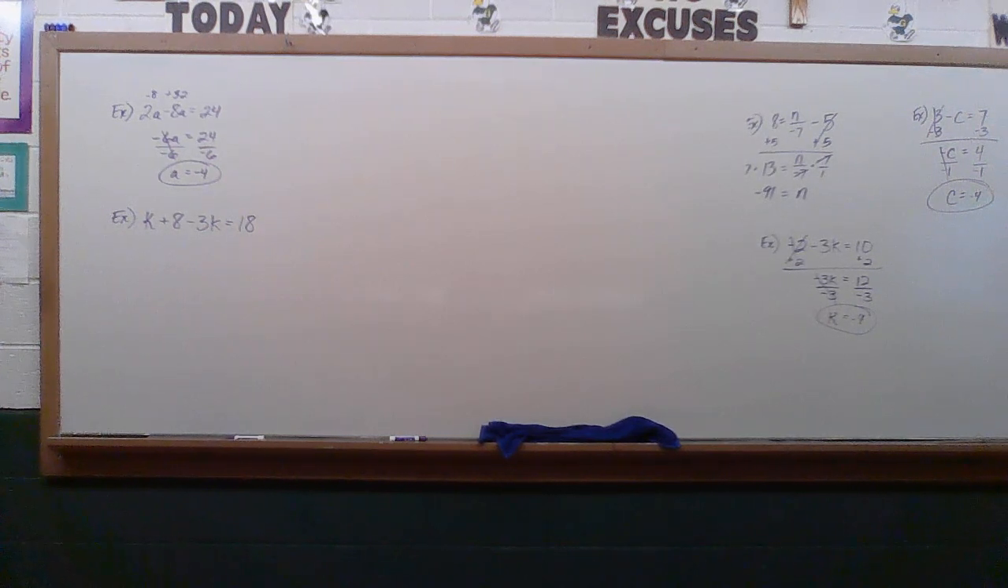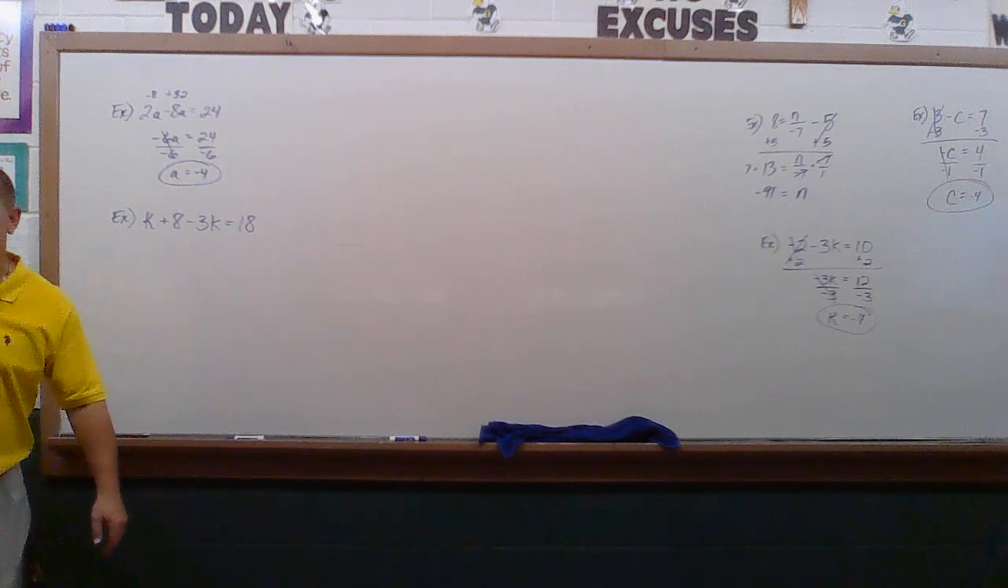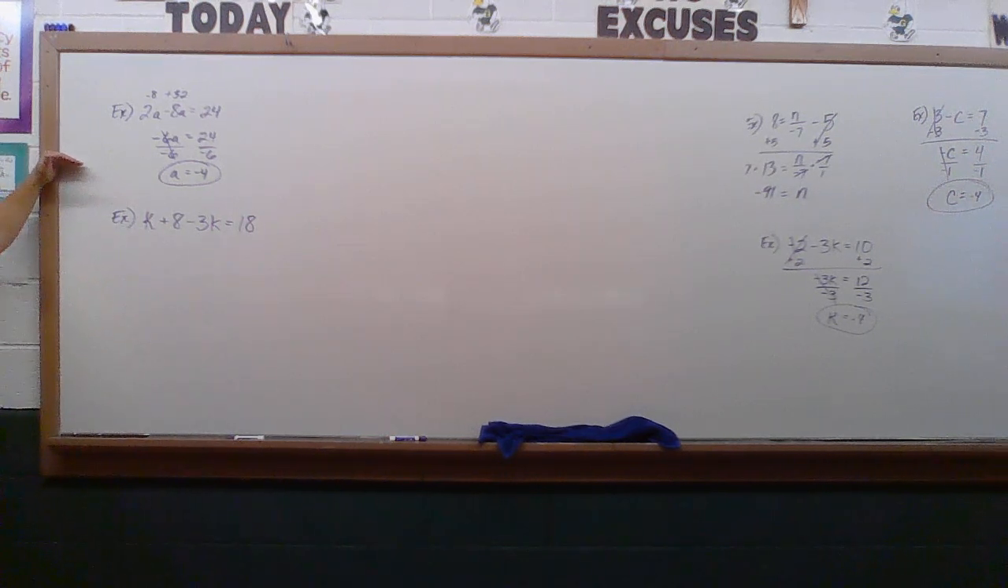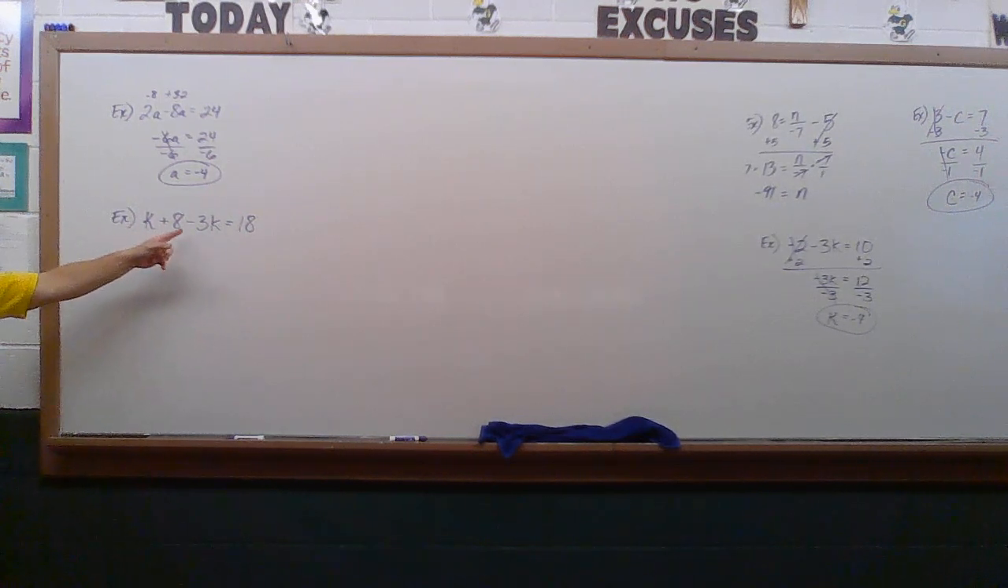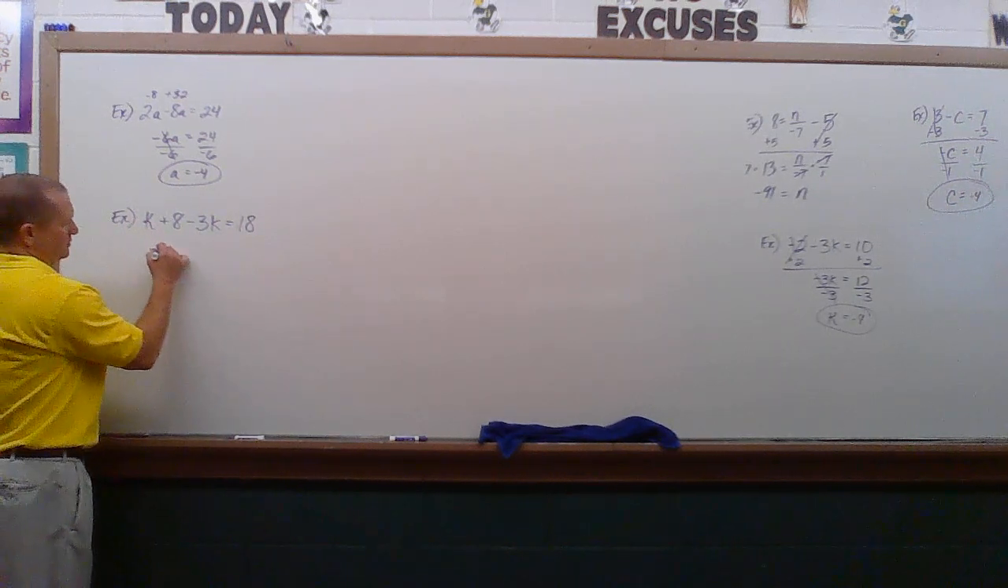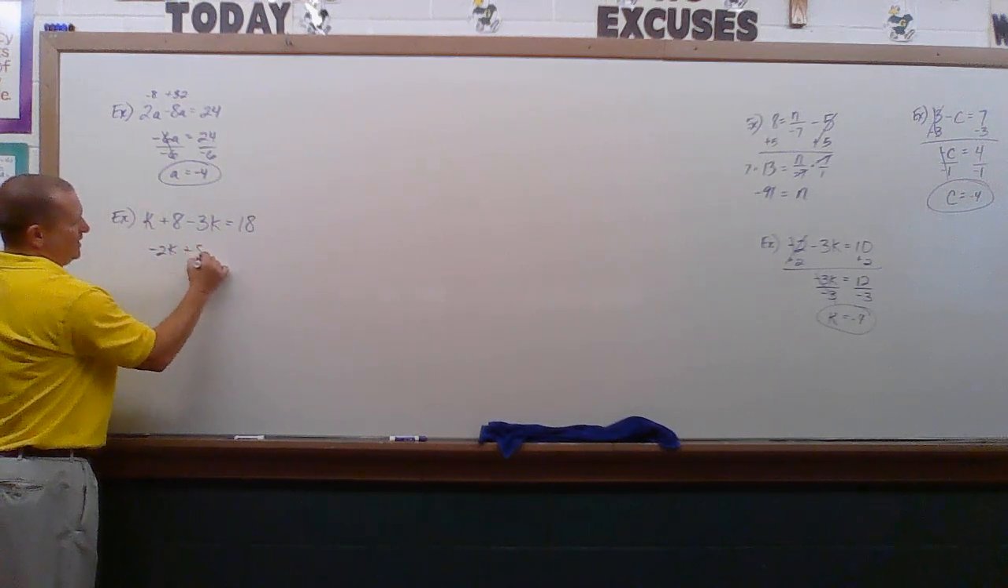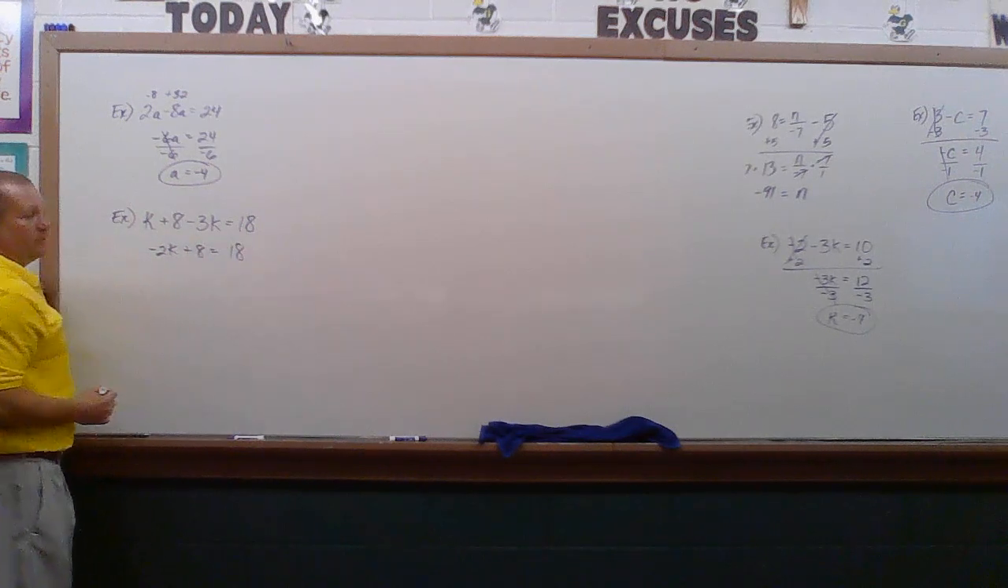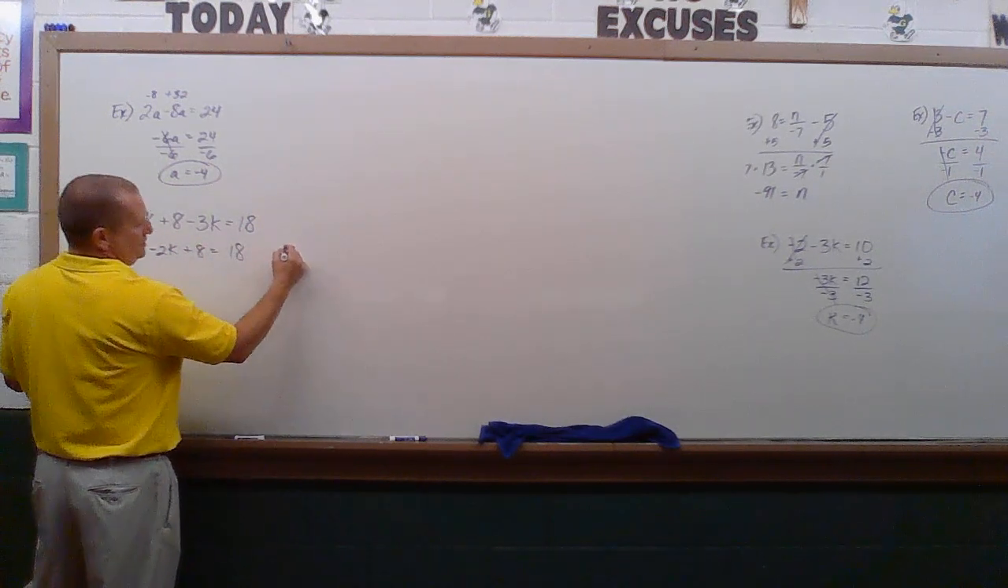Get an answer? All right, so remember, number one, get rid of parentheses. So we don't have any parentheses, right? Number two, combine like terms. What's k minus 3k? Negative 2k. Negative 2k plus 8 equals 18. There's one question. Is this any different?